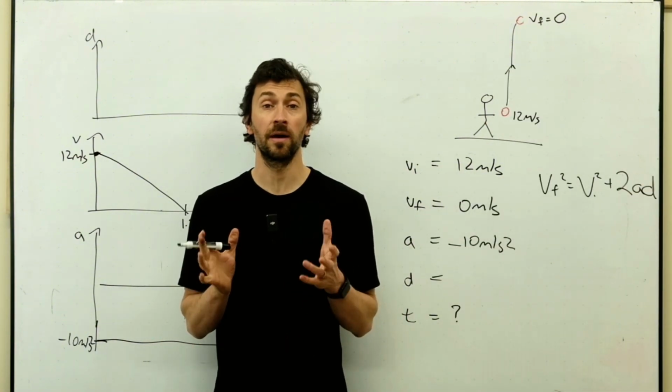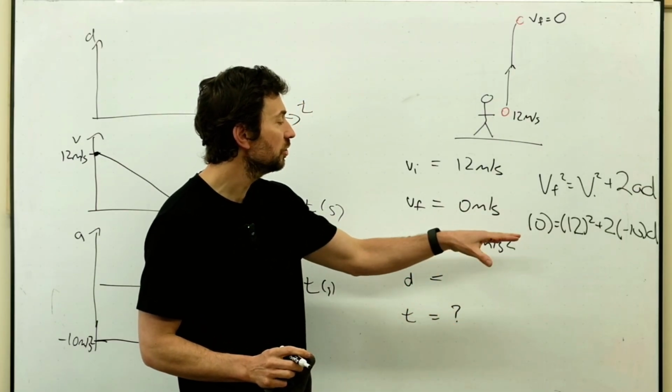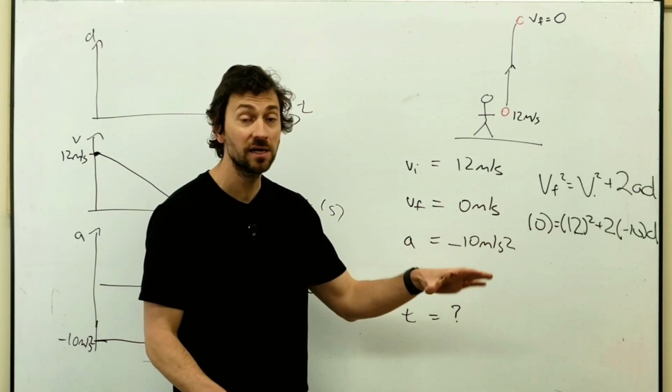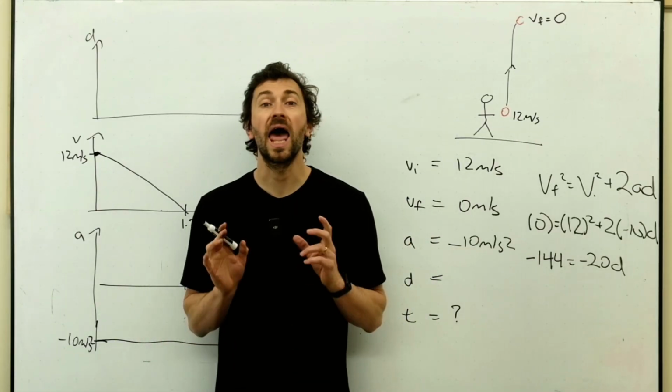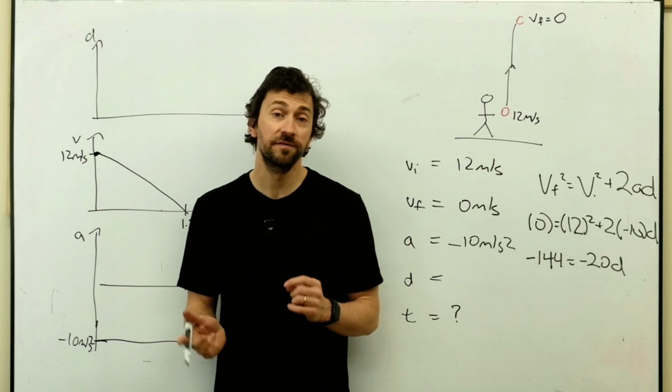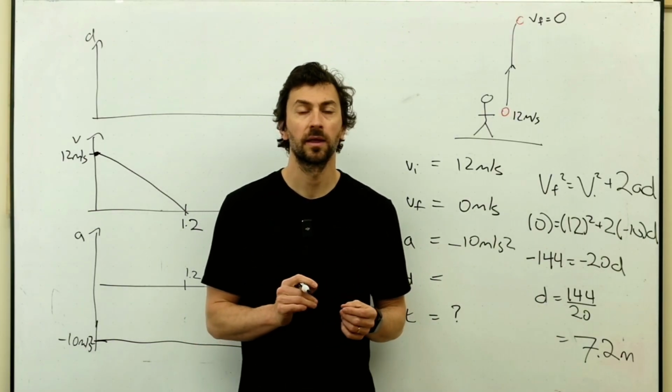So I'm just going to put in the numbers. I get 0 equals 12 squared plus 2 times negative 10D. So I'm going to take negative 144 across, and I get D is 144 divided by 20. So D is 7.2 meters.